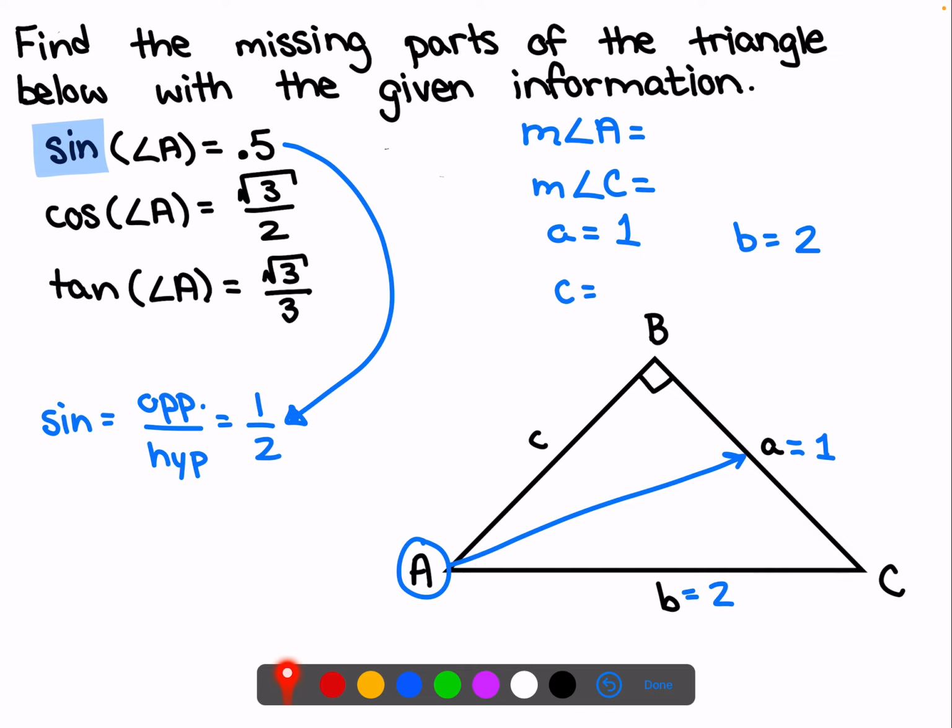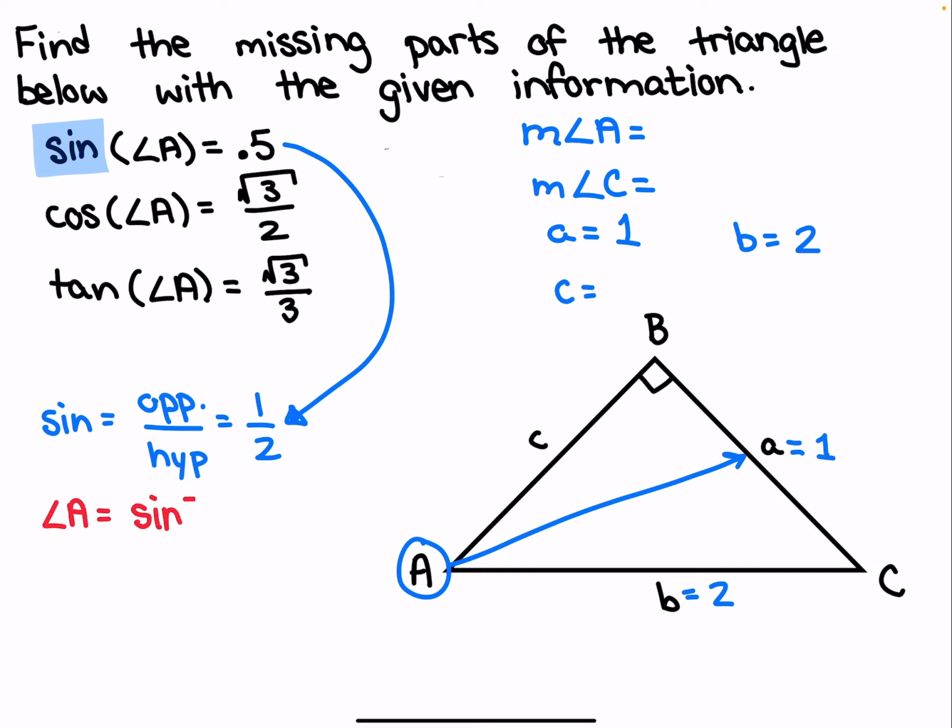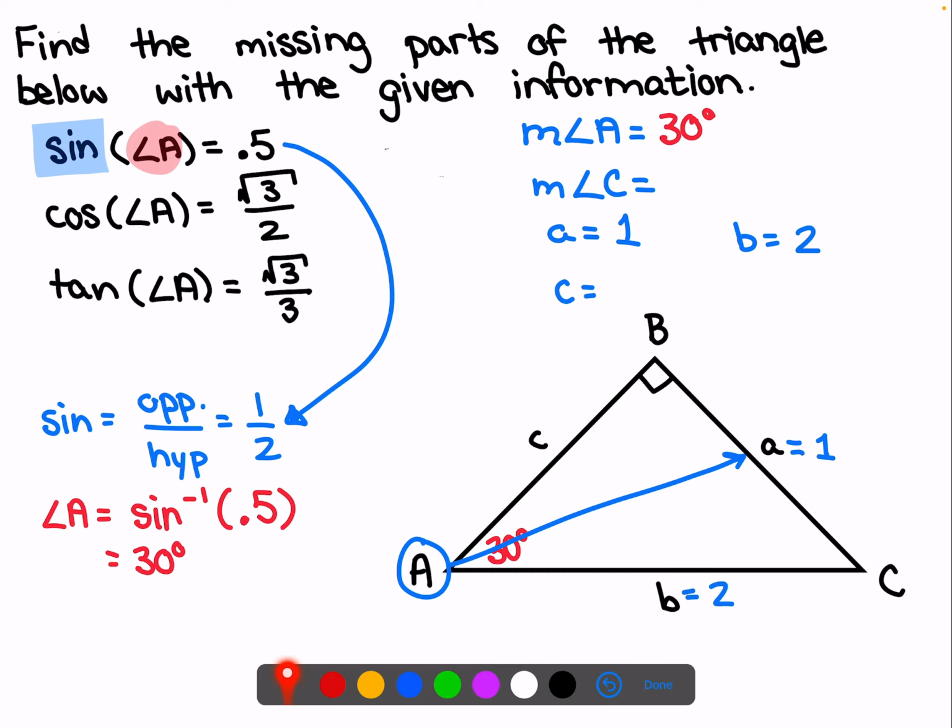Next, if I use the same trig function, sine of angle A equals 0.5, I can solve for angle A. I just need to get rid of sine. And how can I get rid of sine? Well, I can take the inverse sine of both sides. Doing that will leave me with angle A equals the inverse sine of 0.5, which is 30 degrees. If you enter that into a calculator, you'll get 30.